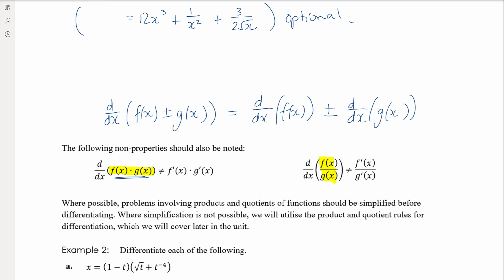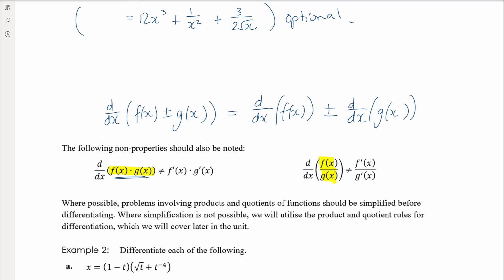Down the track, we're going to look at product rules and quotient rules that will enable us to differentiate these products and quotients. However, it's quite possible that we might be given functions and expressions that involve products and quotients, but we don't actually need the product rule and the quotient rule because we can simplify, expand, tidy it up, rewrite it in a different way using some algebra so that we can get it into a form that we can actually differentiate without needing the product or the quotient rule.